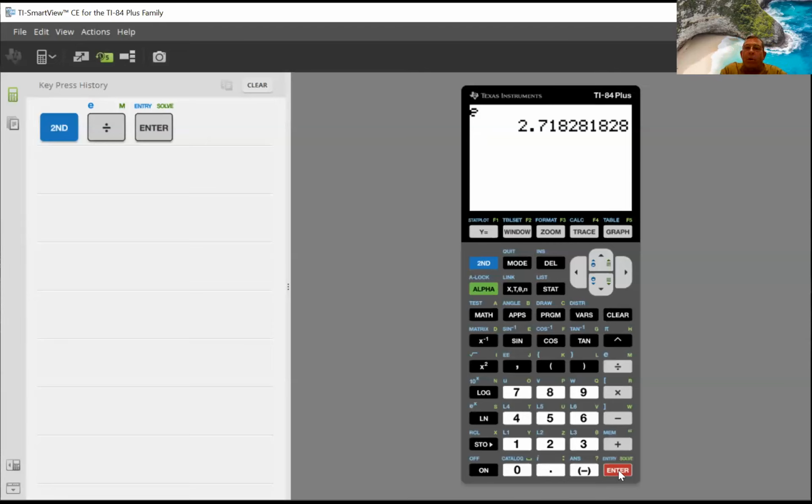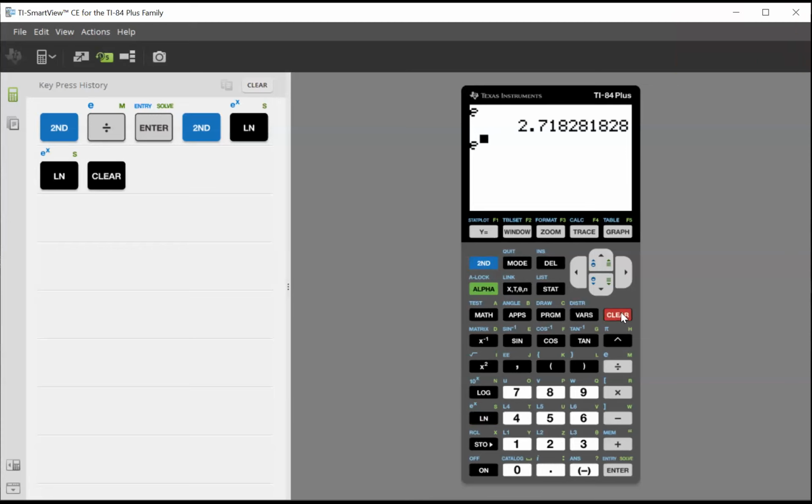Now, if I want to use the E with an exponent, I'm going to hit the second button, and then down here to the left of the 4 is the LN button. If you look right above that LN button, there's a blue E with an X there. So I hit second and LN, it'll bring E on the screen, and it's ready for the exponent. So second divide just gets you the E. Second LN gets me the E with the exponent.